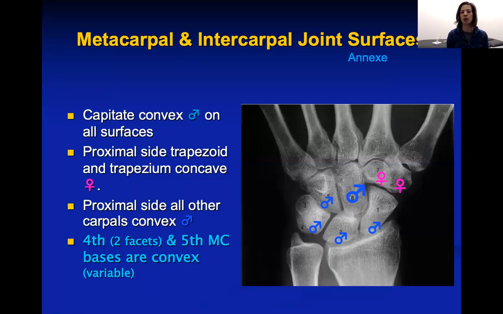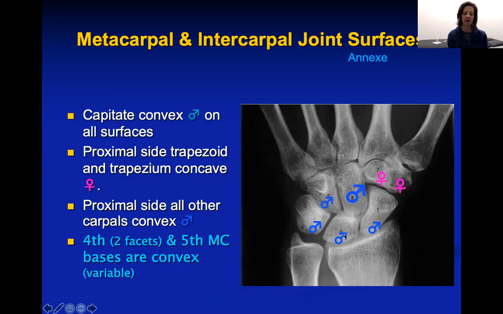First of all, the metacarpal and intercarpal joint surfaces. The capitate is convex all the way around, on all surfaces. The proximal sides of the trapezoid and the trapezium are concave, so concave on convex. So they are concave on the scaphoid. And the proximal side on this side is all convex on concave.